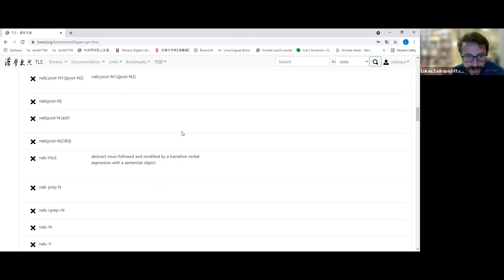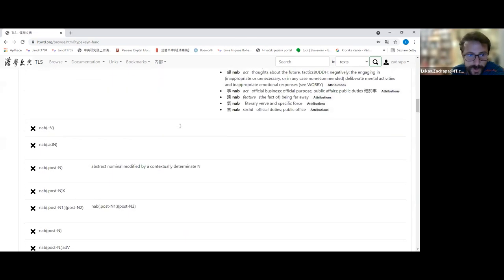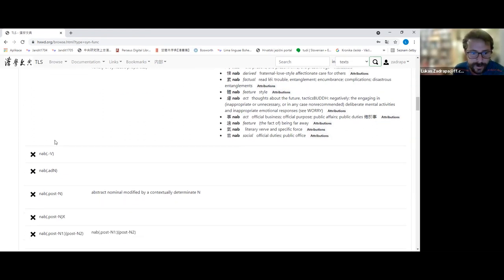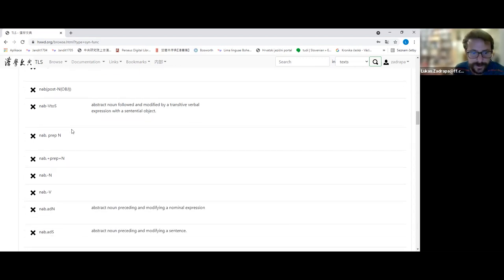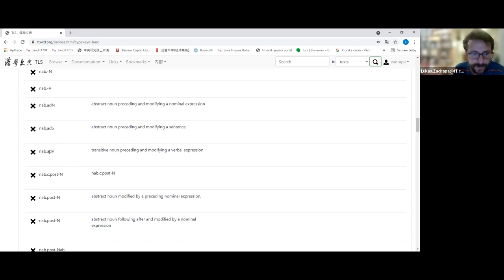One can try many other combinations. This is the purest and simplest annotation for an isolated abstract noun. But of course, this abstract noun can be in various constructions. It can be an object of a verb. It can be, for example, a predicate, a nominal predicate. It can be an adnominal modifier, and so on and so on. It can be an adverbial modifier.